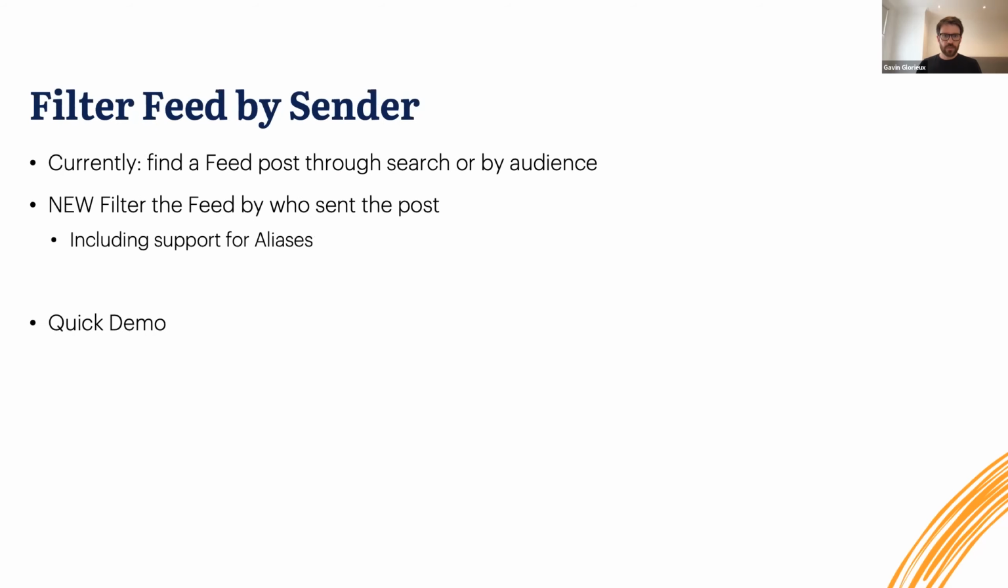Moving on to another feature that we've been asked for a lot, and that is having a way to find feed posts by who the sender was. We know that as you use the feed more and more, finding that one feed post that you need can become more difficult, especially when there's a lot going on in the feed at your company. We want to make it easier for you all to find what you're looking for in the feed, and we hope this will help with that. Let me bring up the mobile app to show how that works.